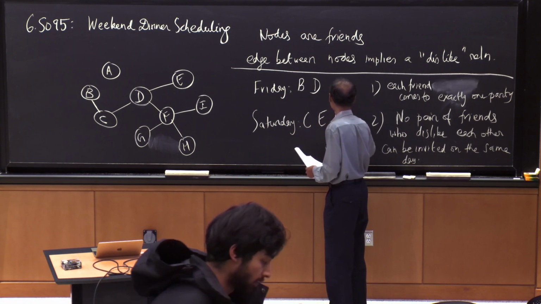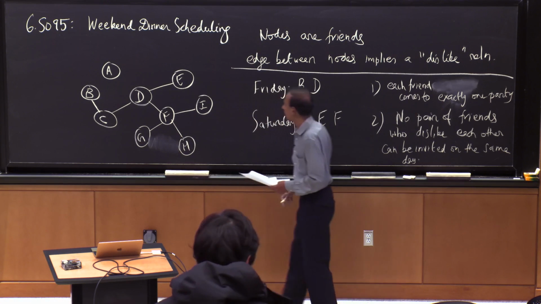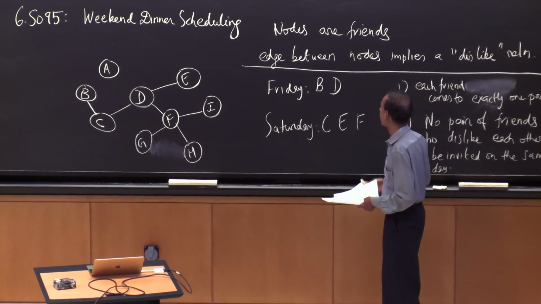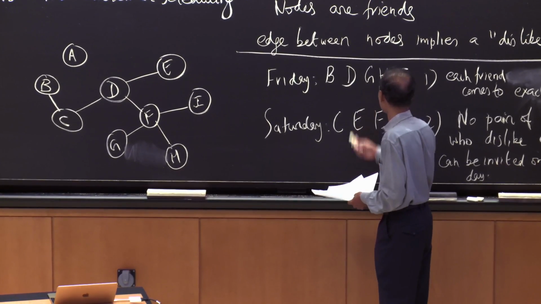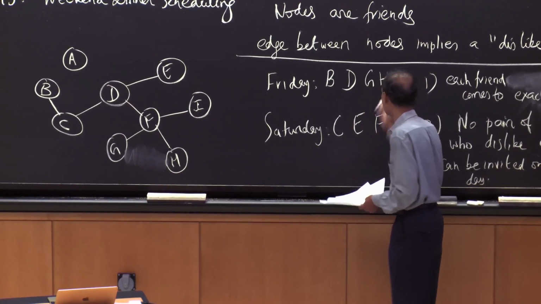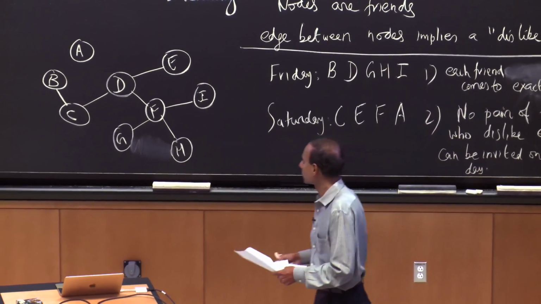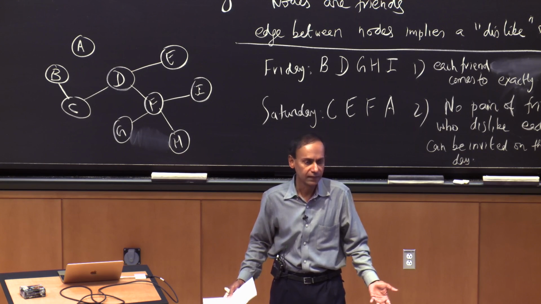So I have E and F on Saturday, okay? And then what does that imply? The F being on Saturday implies that G, H, and I have to be on Friday, right? And then don't forget A. So let's just stick A in here to even things out, all right? So we kind of did an algorithm here. We executed an algorithm, right?